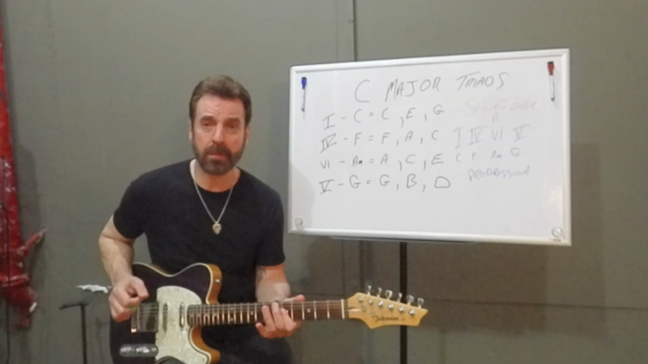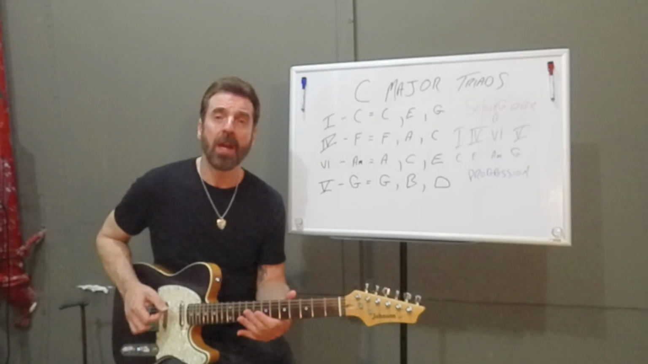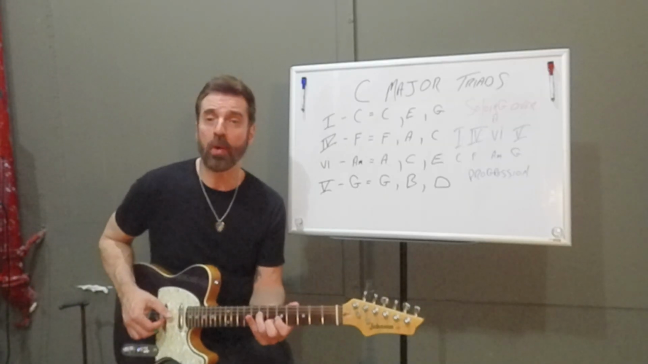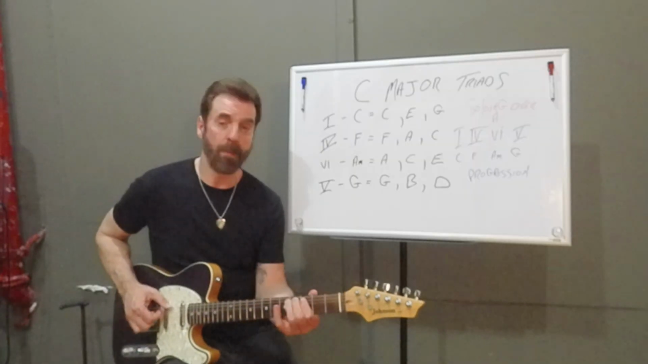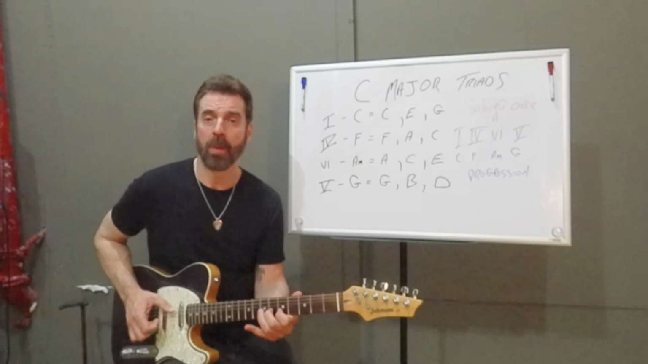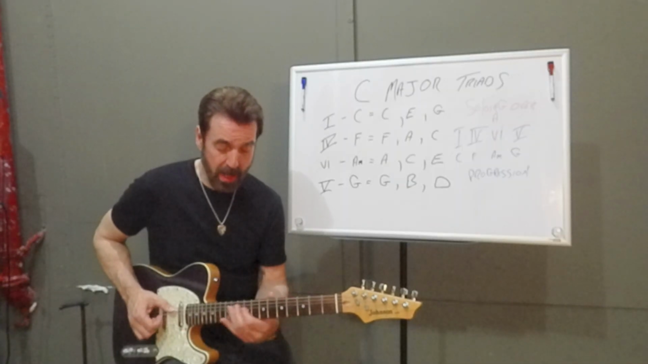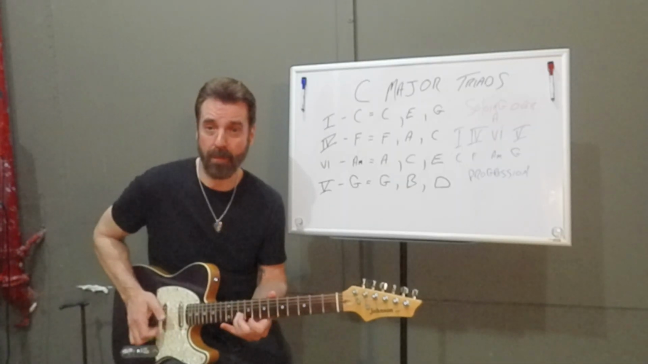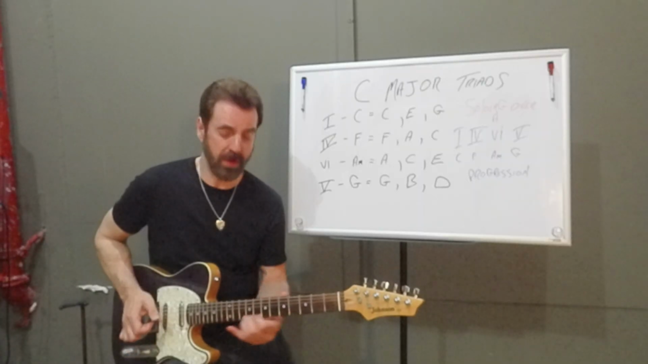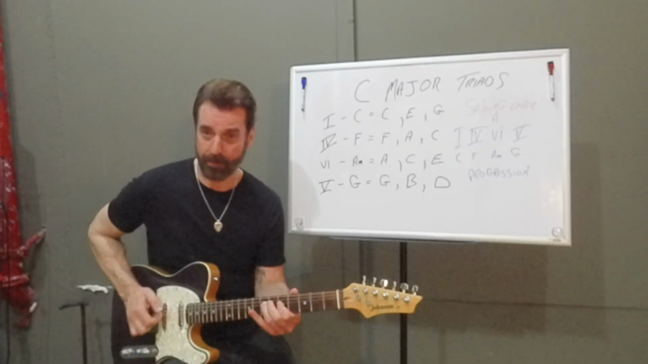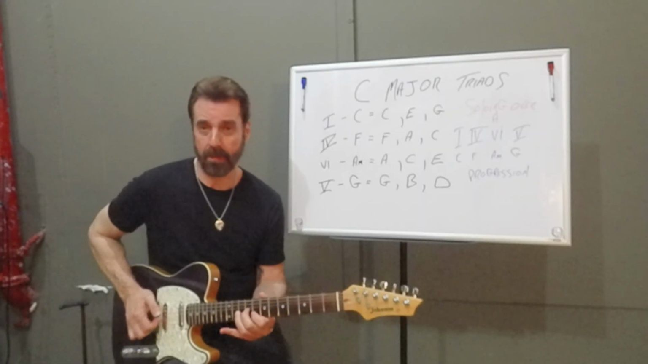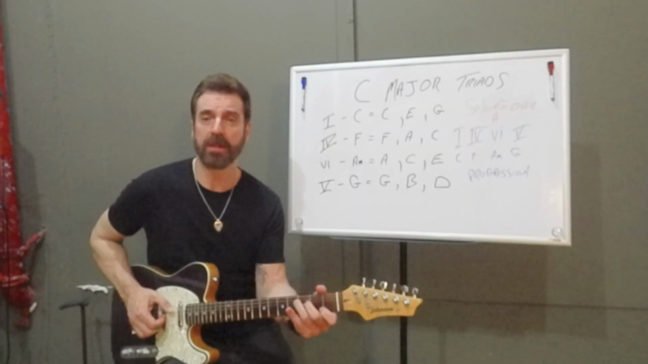Right? And then for the F, you can have this triad over here, and you go. Okay, and then for the A minor, you can do this. And then for the G, you go. And then back to your C.